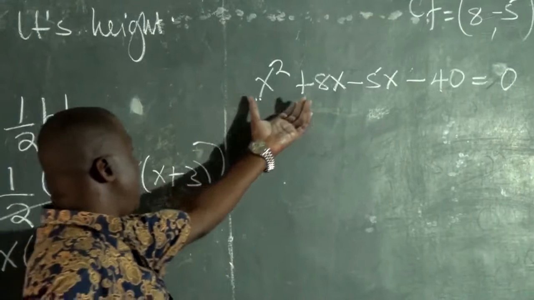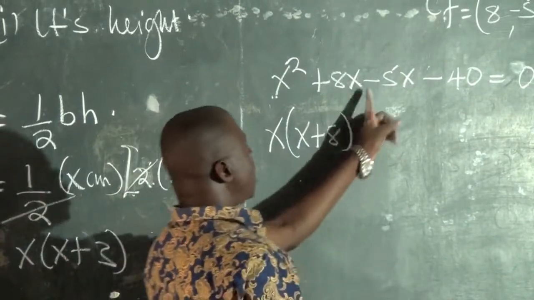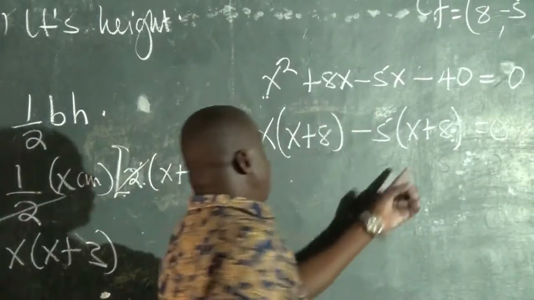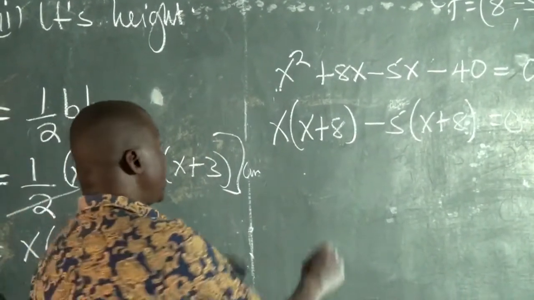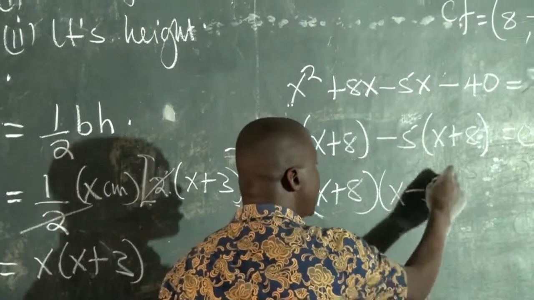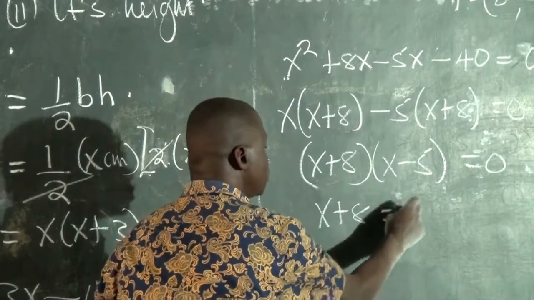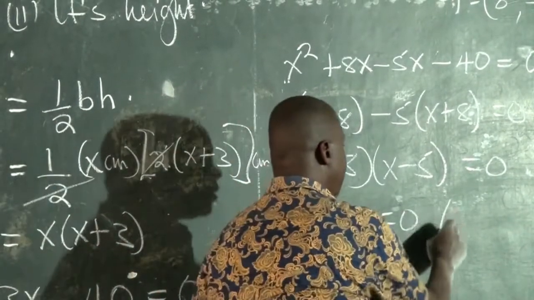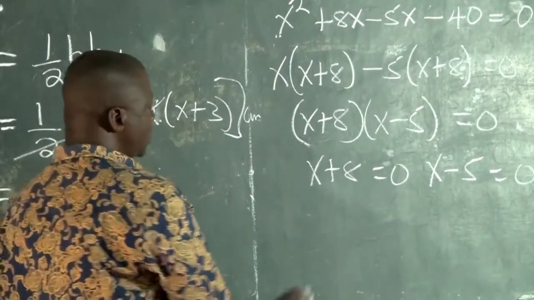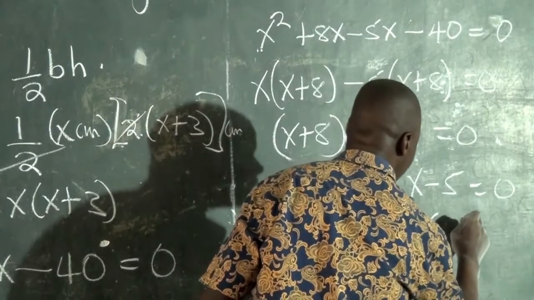Look at the first two terms. We have x, then x plus 8. Here it is negative 5, that is x plus 8. Identify something common. That is x plus 8. Then also x minus 5 equal to 0. For either the first bracket equal to 0 or the second bracket equal to 0, x is negative 8 or x is 5.